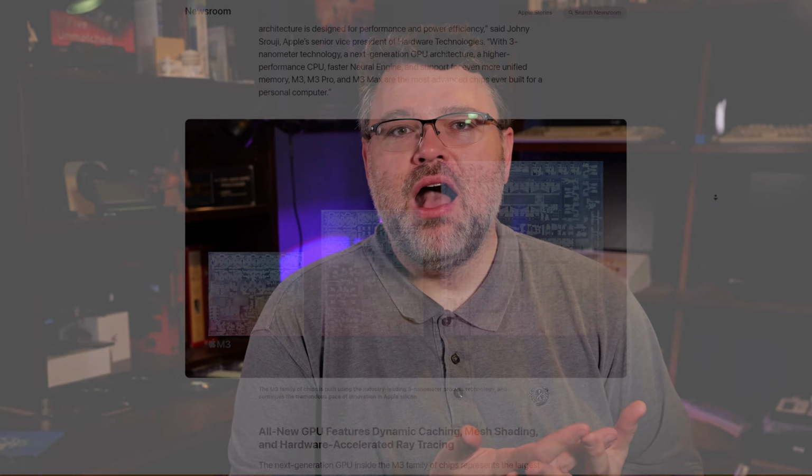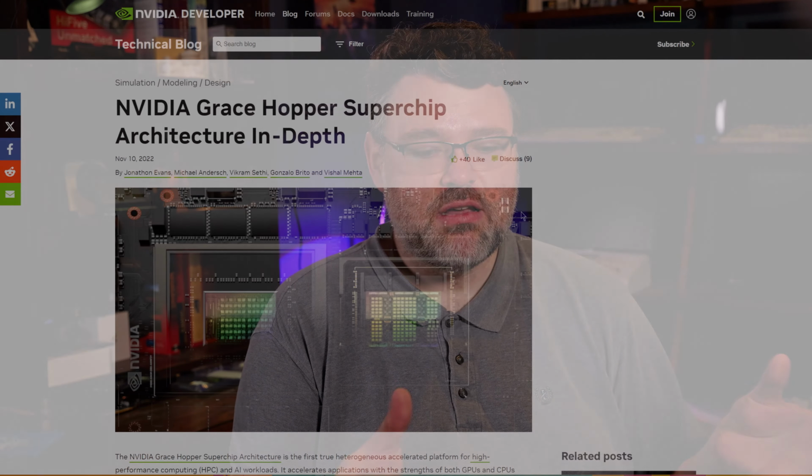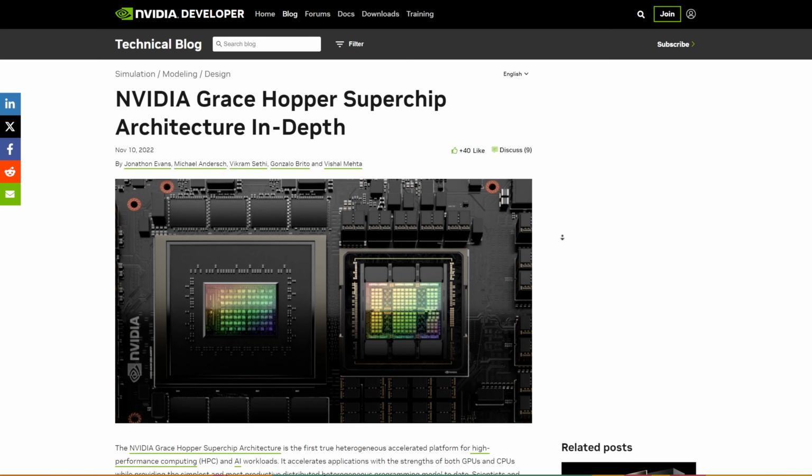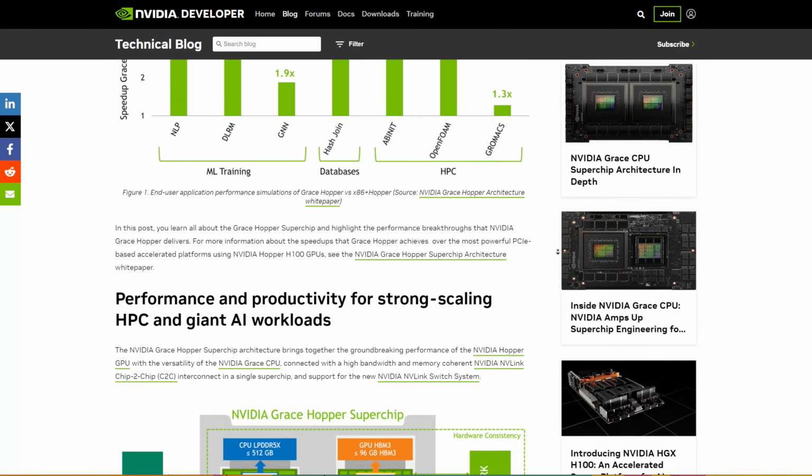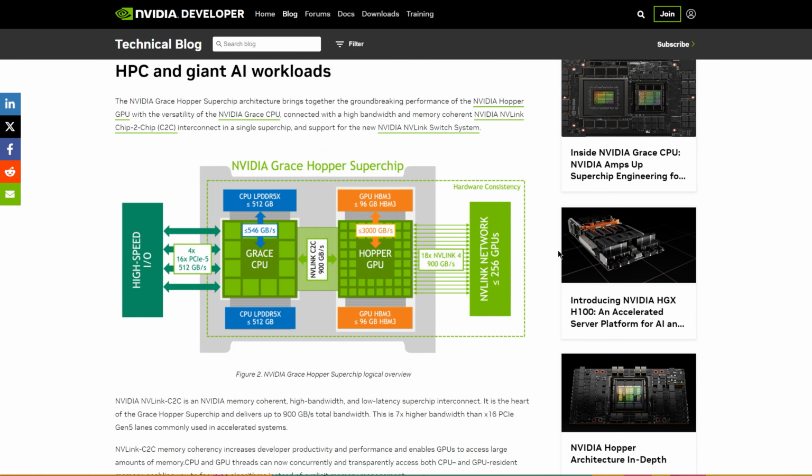I don't know. I was surprised that Nvidia's Grace Hopper superchip is more or less the same system architecture as an x86 server loaded with a bunch of GPUs. If you look at the diagram from Nvidia, which we're going to refer back to a bunch in this video, it's really not that different. It's not a dramatic change.